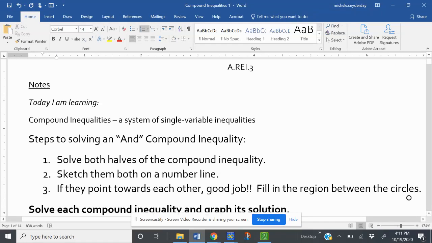All right, it's the beginning of a new unit. It's called Compound Inequalities. And compound means two or more. Compound, just like a compound word, like homework is two or more words. We have two or more inequalities.